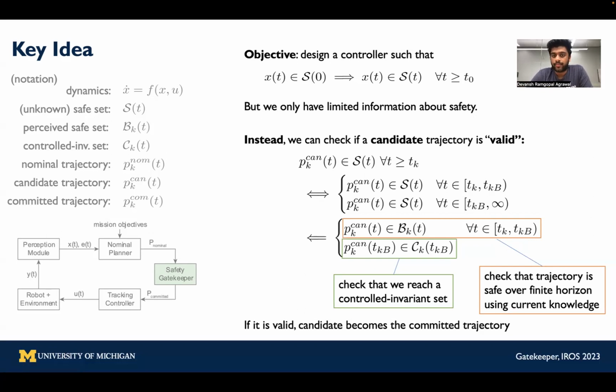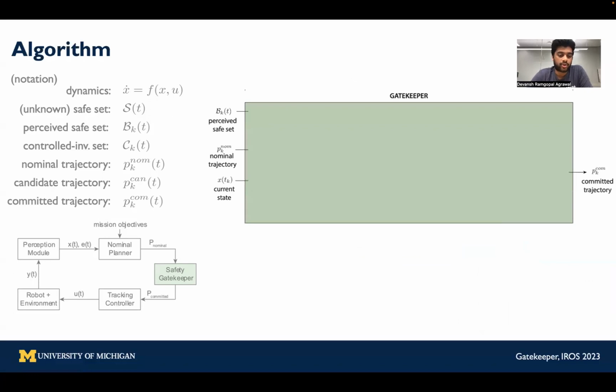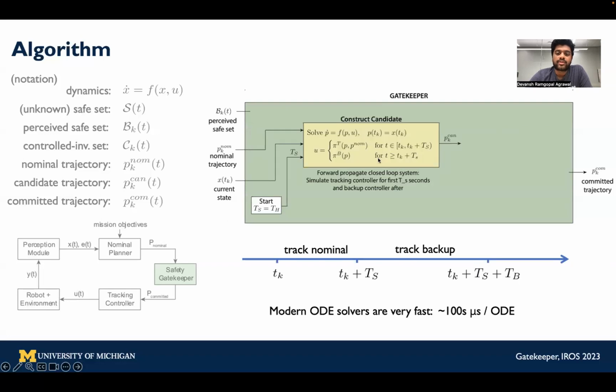When new information comes in, we can update the candidate trajectory and repeat this process to follow the nominal trajectory as closely as possible. Let's take a look at how this looks in the algorithm. The algorithm takes the current state and the nominal trajectory and first constructs a candidate trajectory. We do this using a numerical ODE method. Essentially, we solve the dynamics of the system subject to first track the nominal controller for some time t_k to t_k plus t_s, and then track a backup controller between t_k plus t_s to t_k plus t_s plus t_b. And this is a short finite horizon, over which modern ODE solvers are able to solve the trajectory extremely quickly.